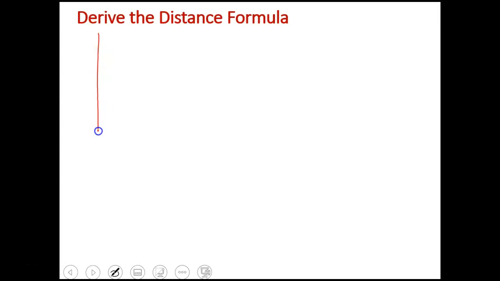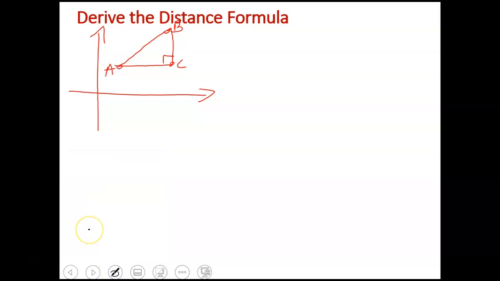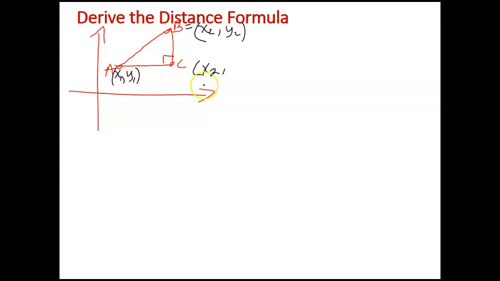If we have a right triangle, finding the distance between these 2 points, point A, point B, point C. If we represent this point here with x1, y1, and then here we have x2, y2, then under here they will have the same x value, so it will be x2, and it will have the same y value as this one, so that will be y1.